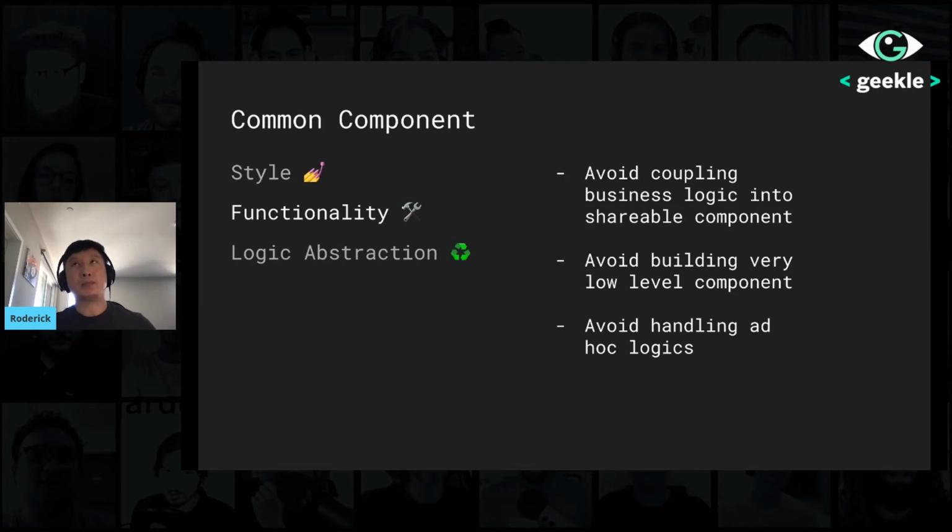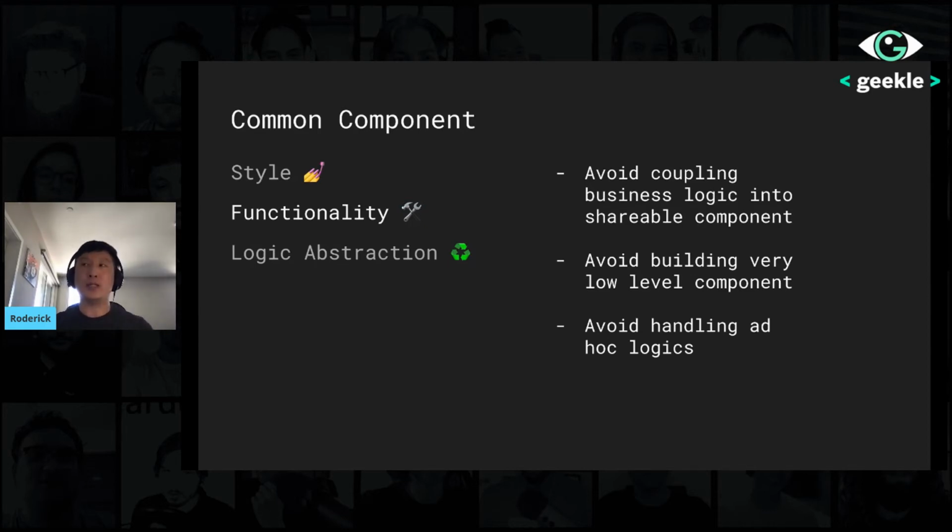Imagine that you have a lot of Lego bricks, and not everyone can use them to build in a really easy way. So if you have a template or a certain level of abstraction, it will make your function component much easier to share. The last part is to avoid adding ad hoc logic for a certain use case.